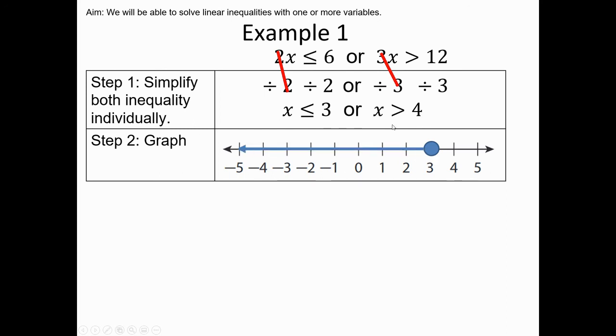Now, I'm going to do x is greater than 4. I don't have a line underneath that alligator, so I'm going to put an open circle. And then it's supposed to be numbers that are greater than 4. So wouldn't that be 5, 6, 7, 8? So it looks like this.